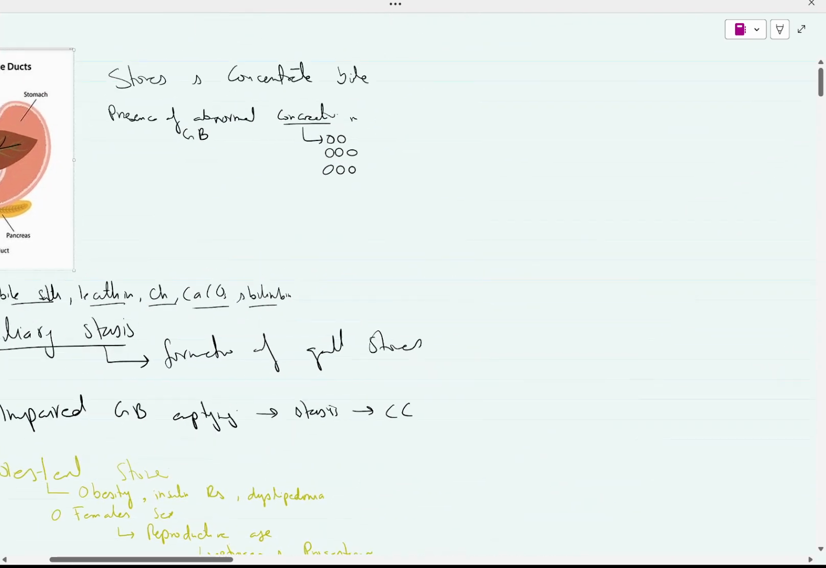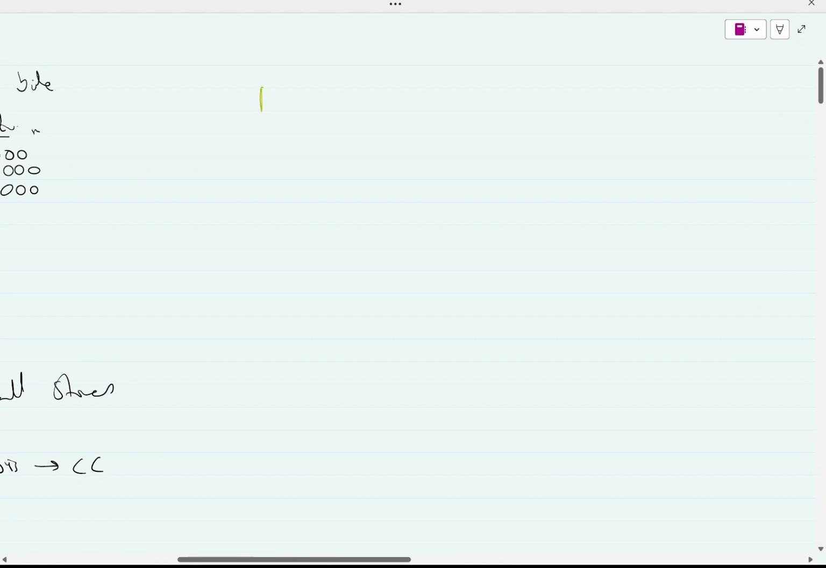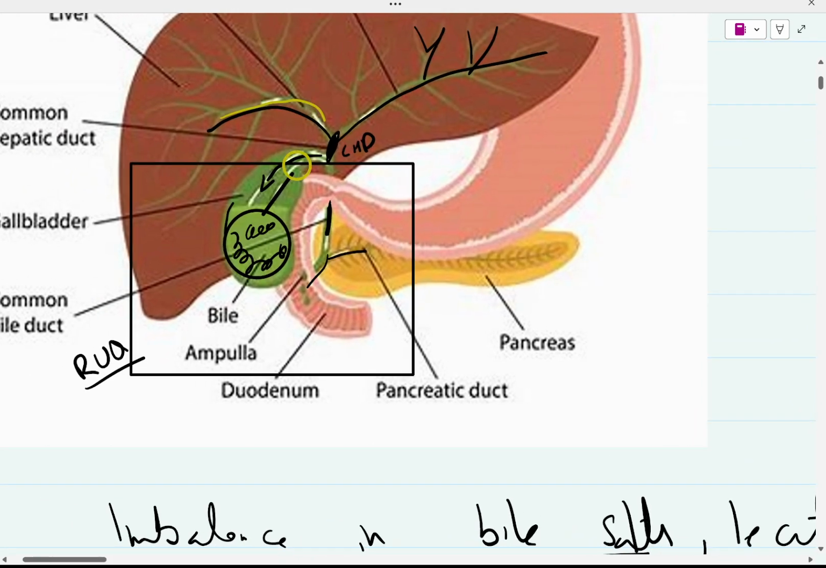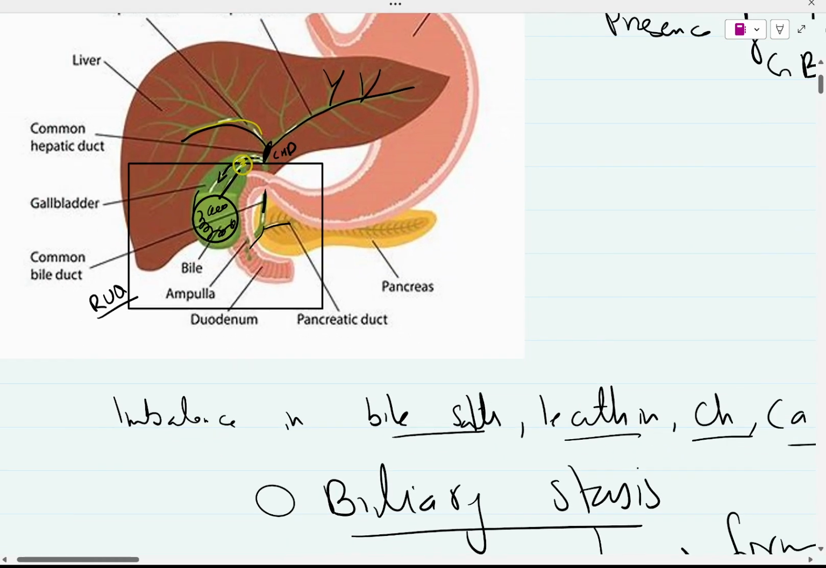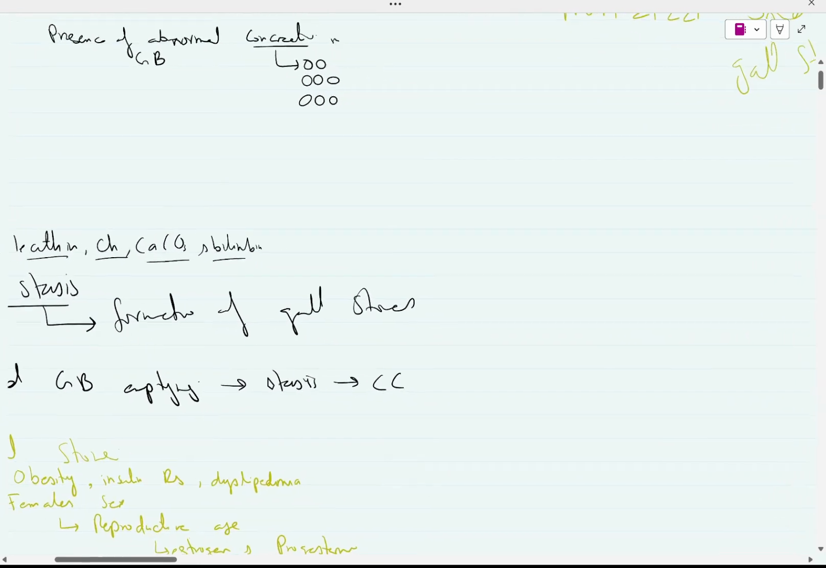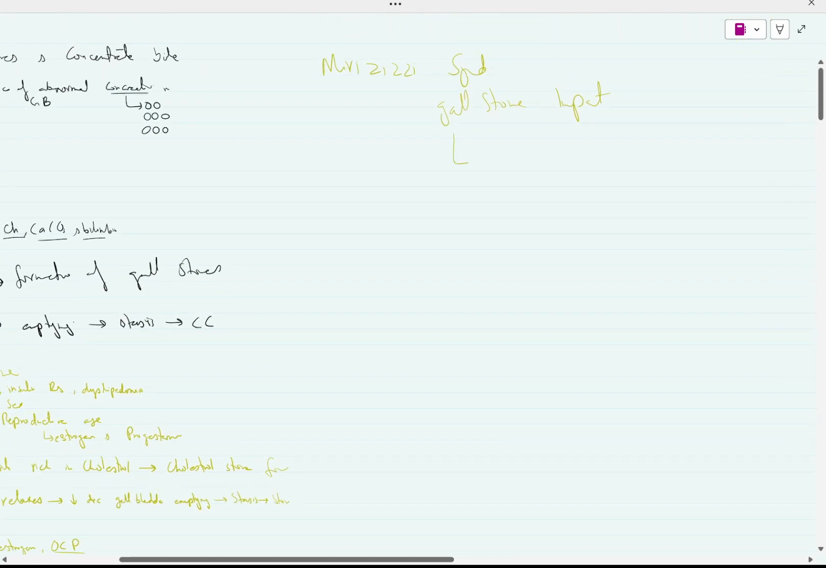The next important thing we are going to study is Mirizzi syndrome. So what will happen when there is gallstone impaction at the gallbladder neck? This is the neck of the gallbladder. When there is impaction of stones in the neck of the gallbladder or in the infundibulum, what will happen? There will be extrinsic compression of the common bile duct by gallstones.